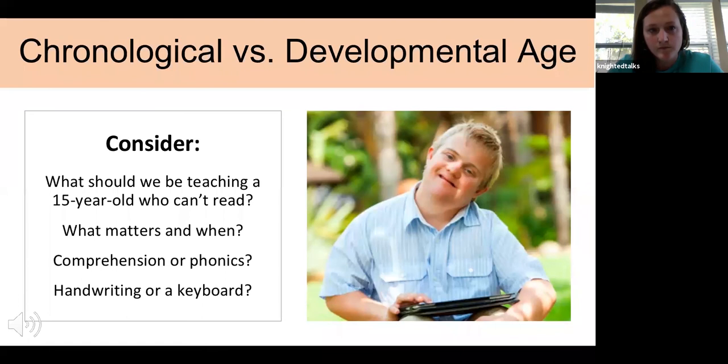Should we be teaching decoding? Should we focus on comprehension? Is it important to continue focusing on handwriting? Or can we start to have students use tablets or keyboards? I want you to think about that as we move forward, and we'll wrap back around in a little bit.